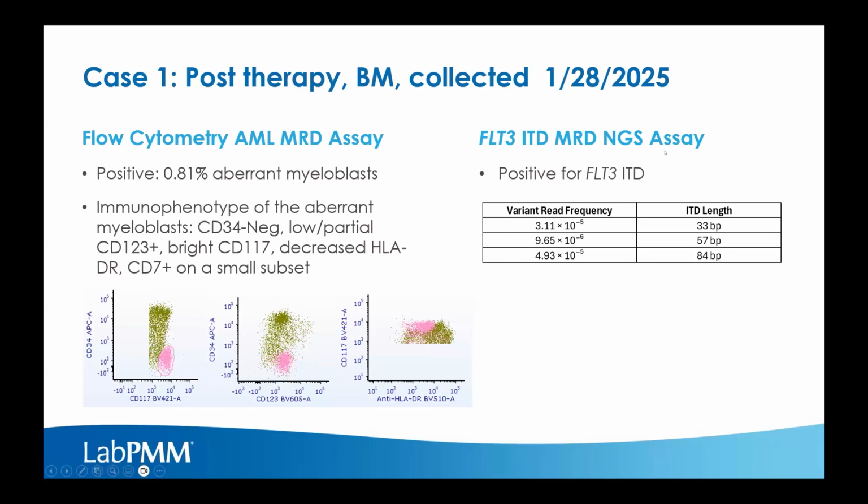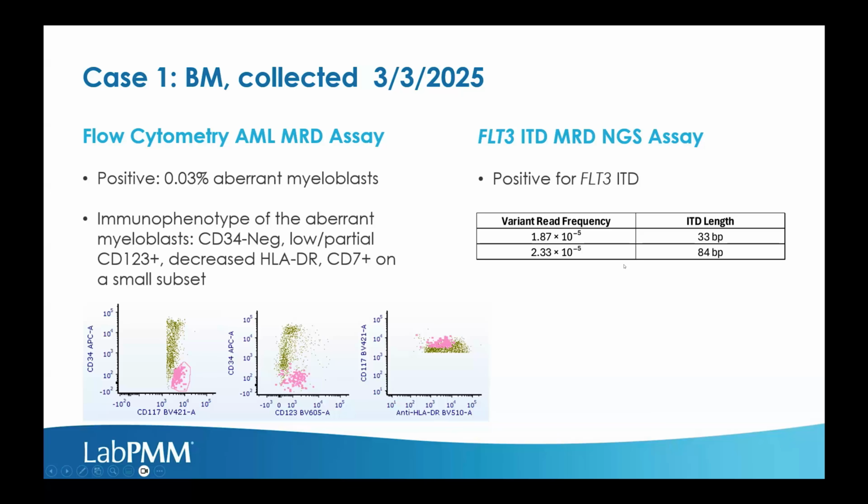And this is the bone marrow received at the end of January 2025. And in early March 2025, we received a bone marrow aspirate from the same patient. By flow cytometry, you can see a population of aberrant myeloblasts was identified, and the percentage of the population is relatively low, 0.03%, and the immunophenotype is almost identical to the one identified previously. You can see again this CD34 negative, CD117 positive aberrant population is here, with similar expression of CD123 and HLA-DR, same as CD7.